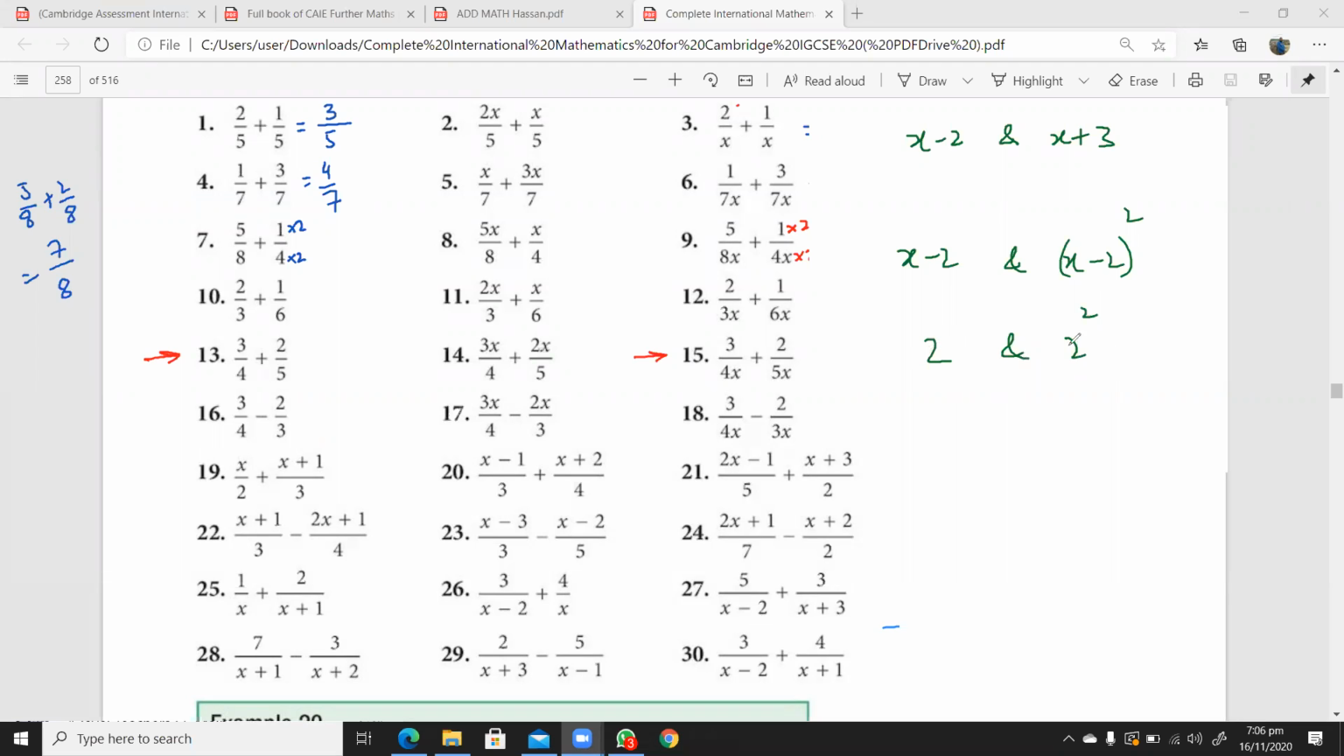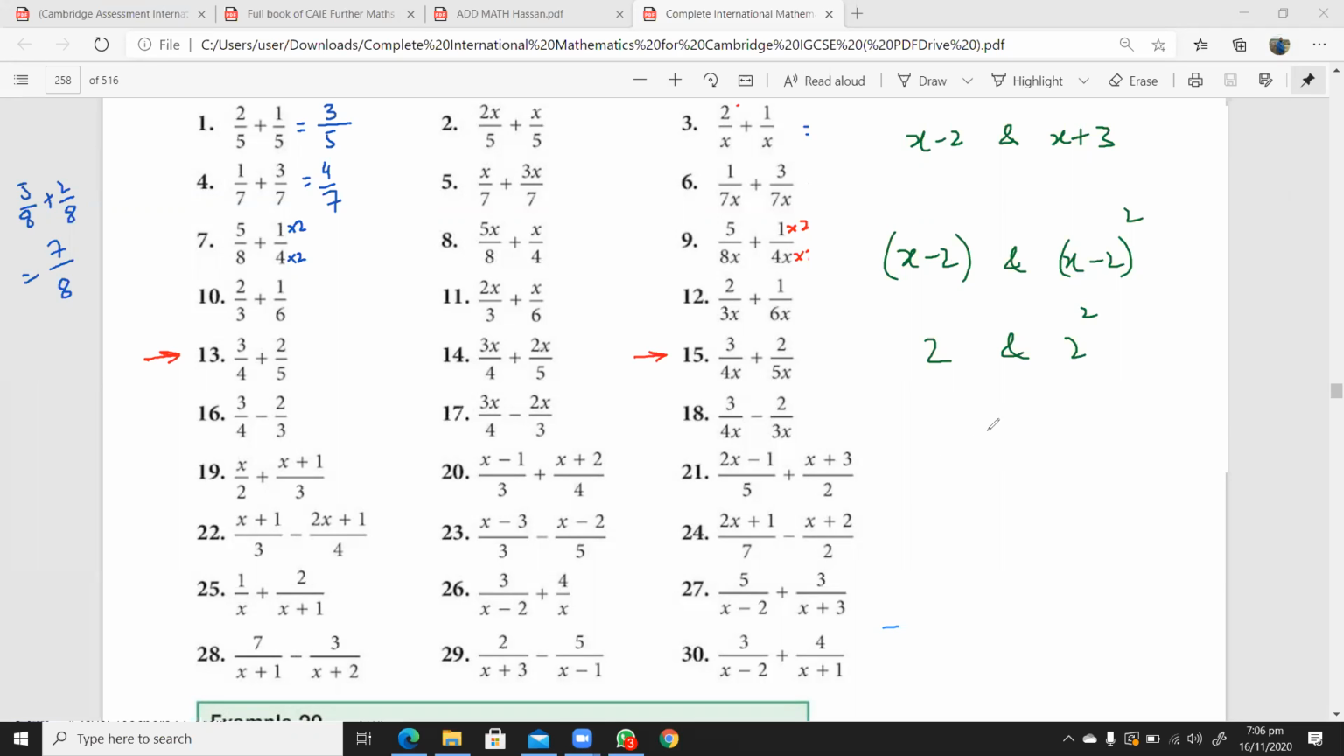So just see, this is 2 and 2 square. The one with the bigger power will be the LCM. That is 2 square. So the LCM is going to be 4, 2 squared. So what should be the LCM of x minus 2 and x minus 2 square? x minus 2 square. Yeah. Okay.